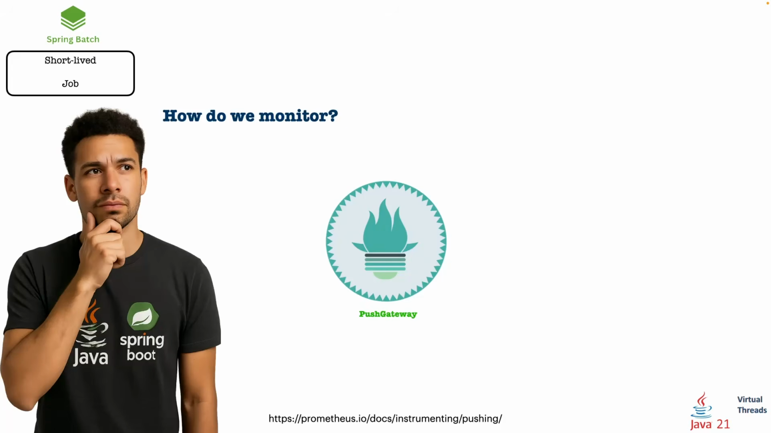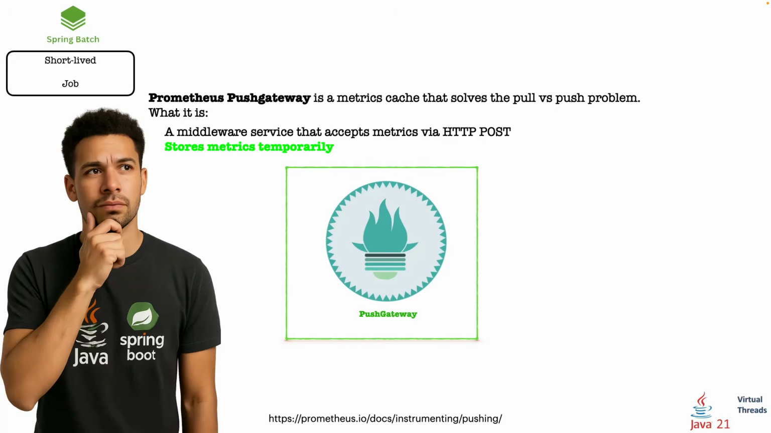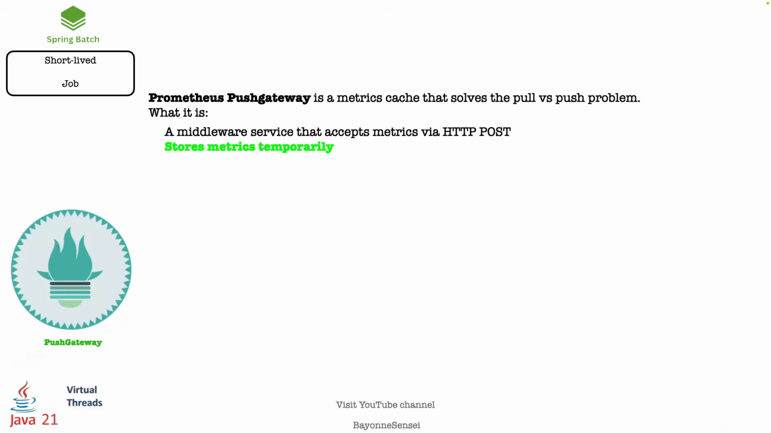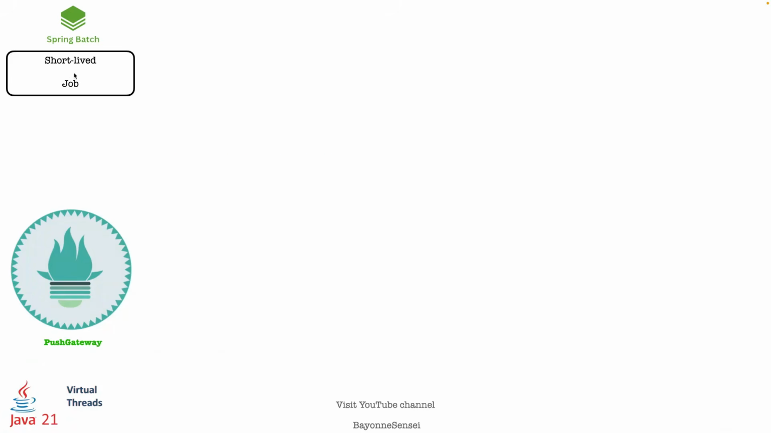So how can we solve it? How can we monitor short-lived jobs? This is where we need to introduce the Pushgateway. Pushgateway acts as an intermediate metrics store. So how does it work? For example, we have here our short-lived job, which is a SpringBatch application. The short-lived job itself pushes the metrics to the Pushgateway before exiting. So now the Pushgateway will contain the metrics.